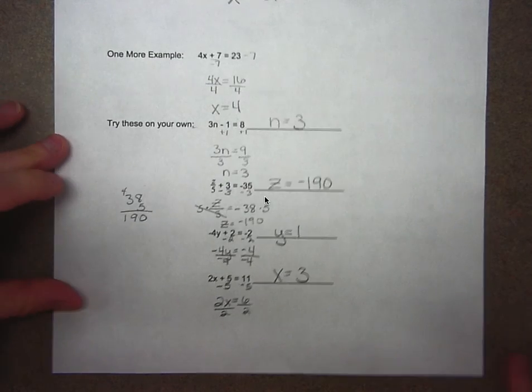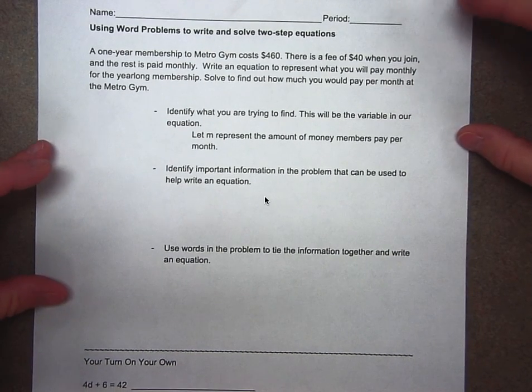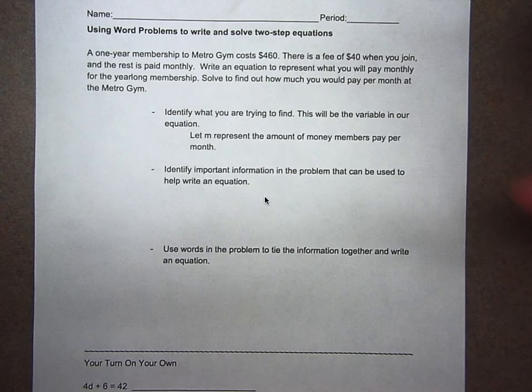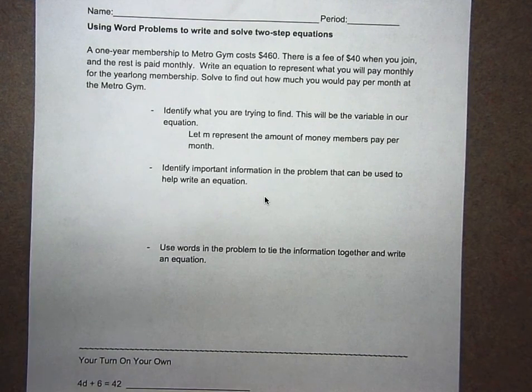Now, moving on to the other side, we have a story problem. Now, we know that these are the most difficult because we have to decode the words and put that into a mathematical sentence. A one-year membership to Metro Gym costs $460. There is a fee when you join, and the rest is paid monthly. Write an equation to represent what you will pay monthly for the year-long membership. Solve to find out how much you would pay per month at the Metro Gym.